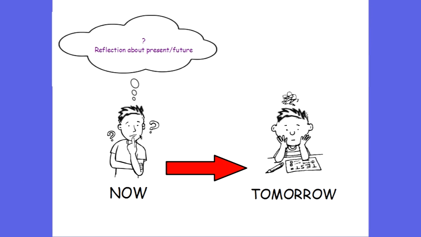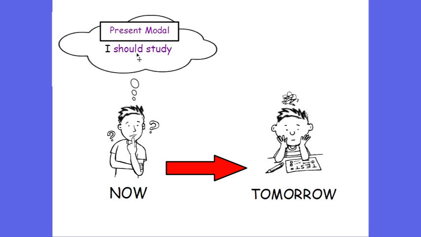Okay, so here we have a boy, and he's reflecting, right? And he's thinking about tomorrow. Why? Because tomorrow he has a test. So he's thinking to himself, I should study. So this is a suggestion for himself about now or the near future, tomorrow, tonight. He's using the present tense modal to make a suggestion. So just the normal modal and the base form of the verb is the present modal for things now or for things in the future. Okay?